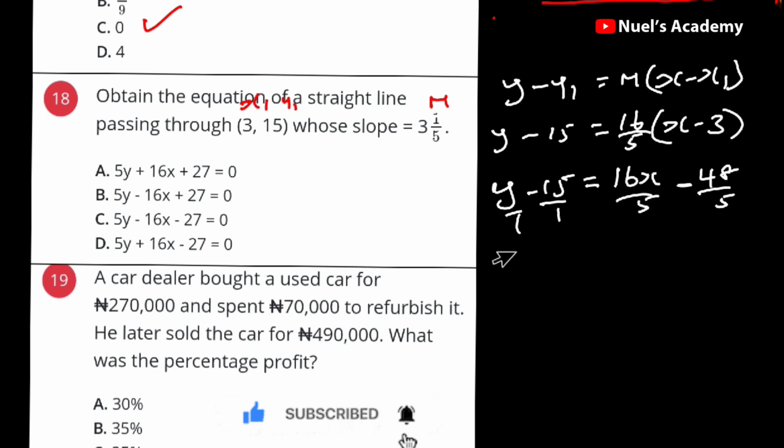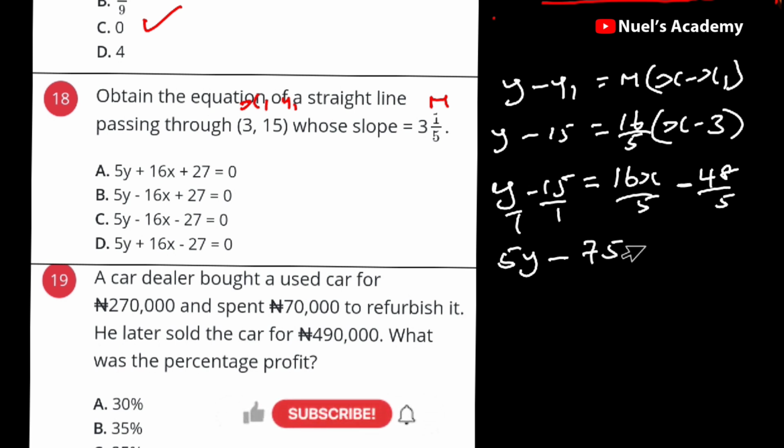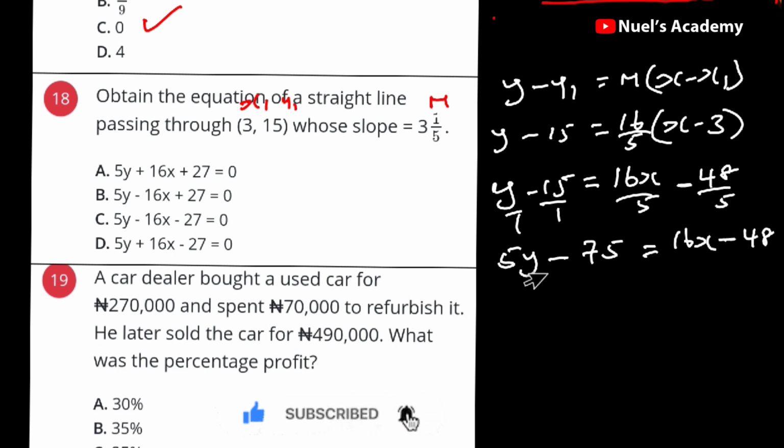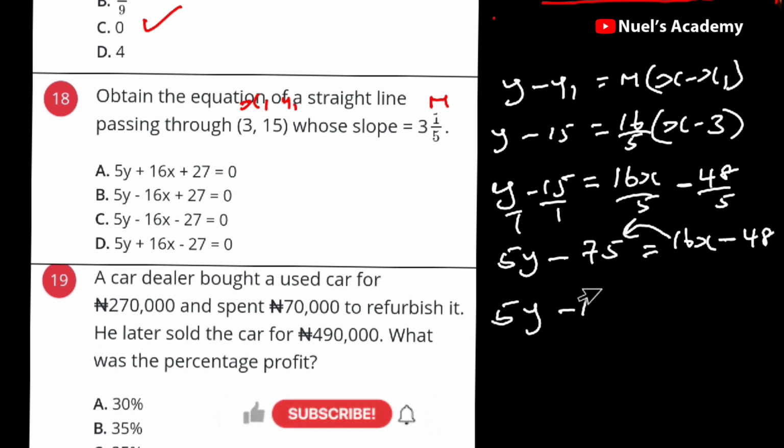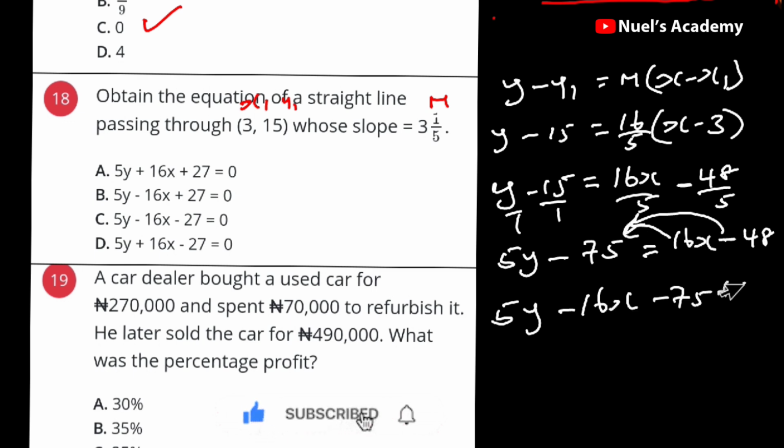So we have 5 times y is equal to 5 minus 5 times 15 is equal to 75, and equal to 5 times 16x over 5 is 16x. Then this one will be negative 48 because this 5 will cancel. So you have 5y. Now let's take this 16x to the left hand side to be negative 16x, then minus 75. Let's take this one again to the left hand side, it will be plus 48.